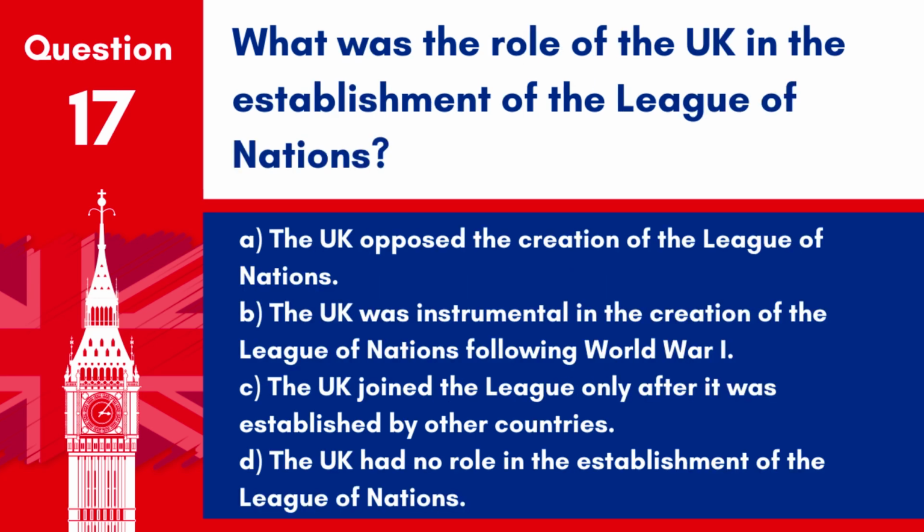Question 17. What was the role of the UK in the establishment of the League of Nations? A. The UK opposed the creation of the League of Nations. B. The UK was instrumental in the creation of the League of Nations following World War I. C. The UK joined the League only after it was established by other countries. D. The UK had no role in the establishment of the League of Nations.